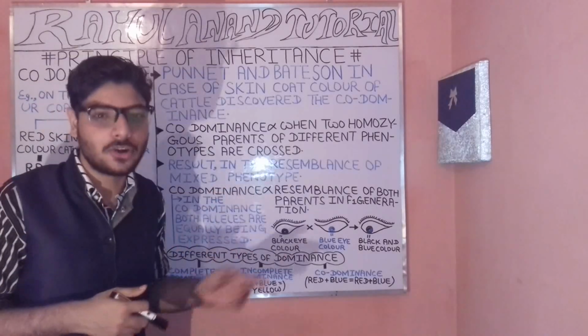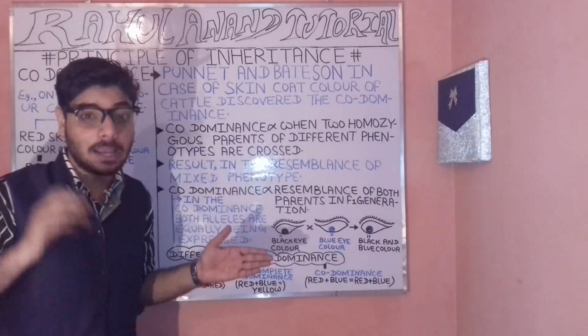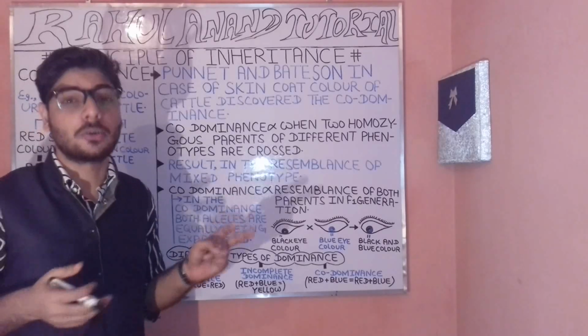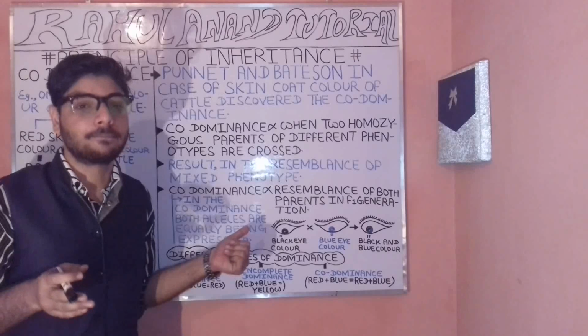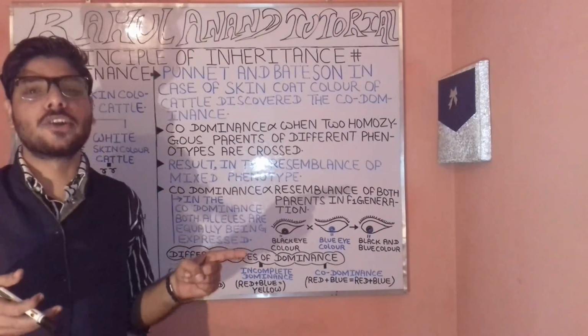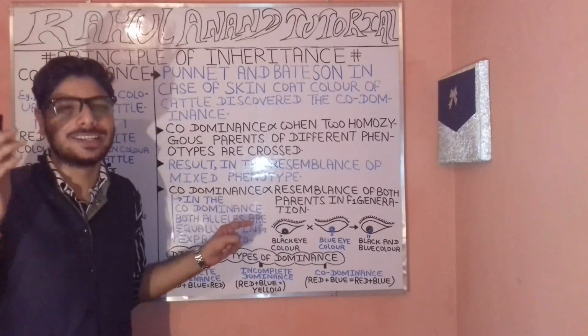So when we talk about codominance, what will happen? It will show the resemblance of both characteristics of the parents in the F1 generation. It means the resemblance of the mixed phenotype.